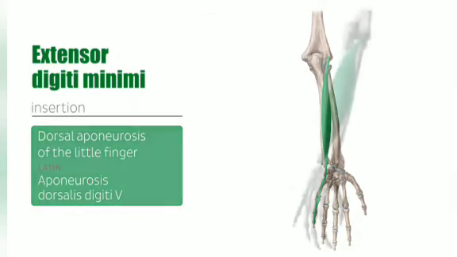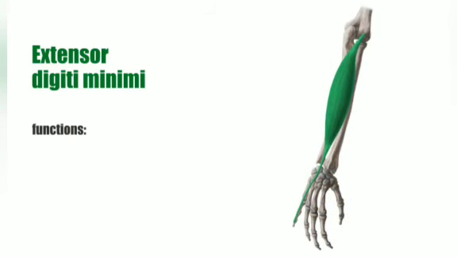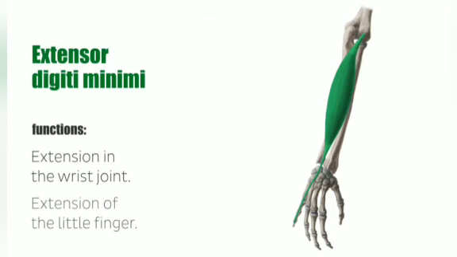As for the functions or related actions to the extensor digiti minimi, this muscle will be able to cause extension at the wrist joint as well, and also extension of the little finger, as you can see here. And this all has to do with the fact that this muscle will be inserting on the dorsal aponeurosis of the little finger. So when contracted, it can cause that extension of the little finger.